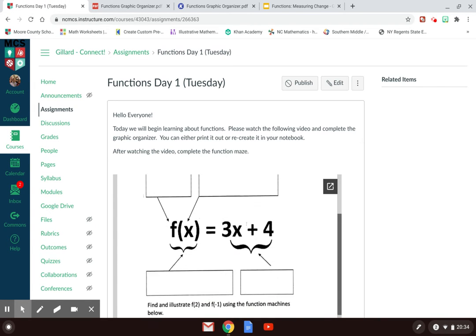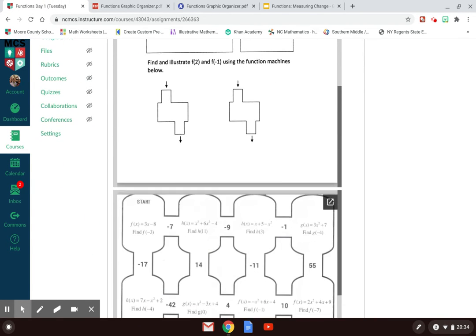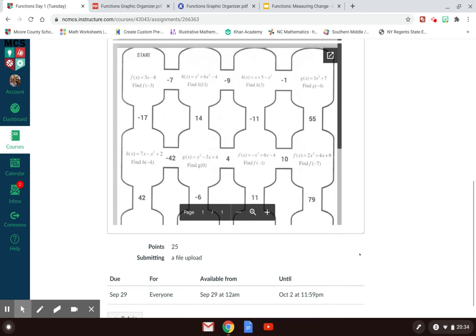So if you go back here to Canvas, right here, this is going to be the function maze, which you're going to do today.